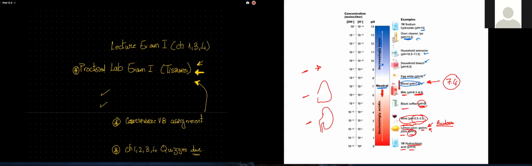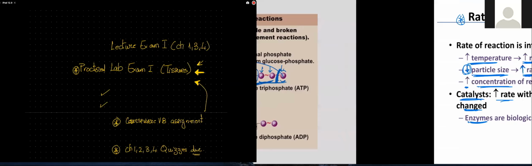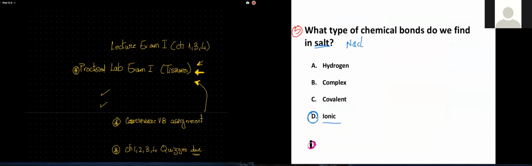Question number 5. Let me check on here. What was it? This is question number 5 on here. The ionic bond. So the question was, what type of chemical bonds do we have in salts? And the answer was ionic bond.